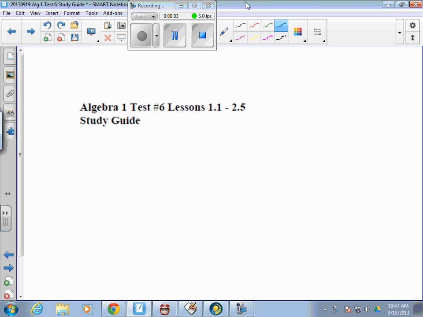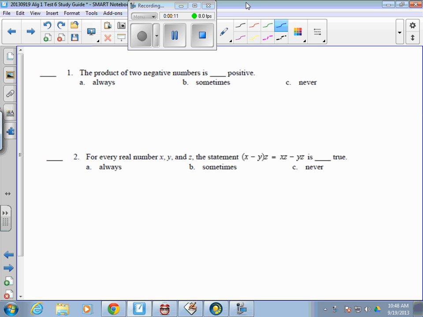Algebra 1. This is test number 6. Got through section 2.5. We did the distributive property this week. Number 1 says the product of two negative numbers is always positive. A, always positive. For every real number x, y, and z, the statement x minus y times z is equal to x times z minus y times z.